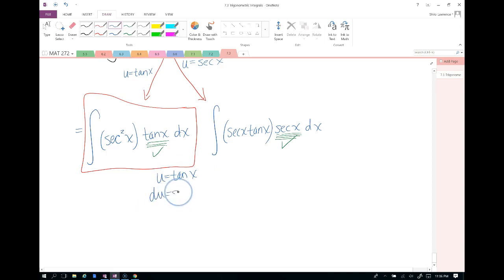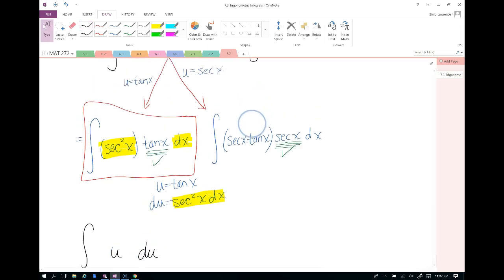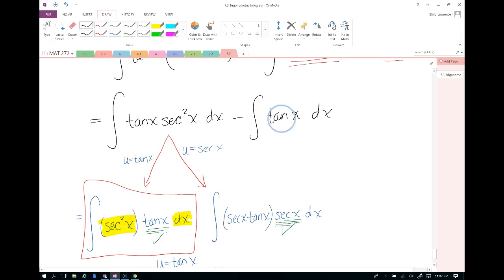And then du is going to be secant squared. Now, I've always been dividing over whatever I had with my secant squared, but that's not entirely necessary. You could recognize that an entire chunk of your integral can be replaced with the du. So if you have a secant squared x dx, you can replace all of that with du. And we do. So secant squared x dx is equivalent to du, and tan x is equivalent to u. And remember, this was just the first part of our integral. We also had to integrate tan x.